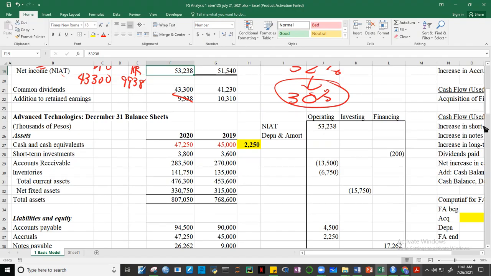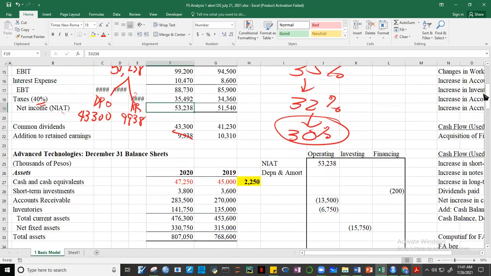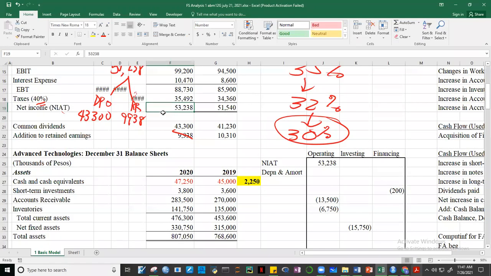Pero guys, yung the fact that basic ulit si net income after tax ba, cash ba yan o hindi? Yes or no? Everyone please answer. I want to see your answer, guys. Is it equivalent to cash? Yes or no lang?